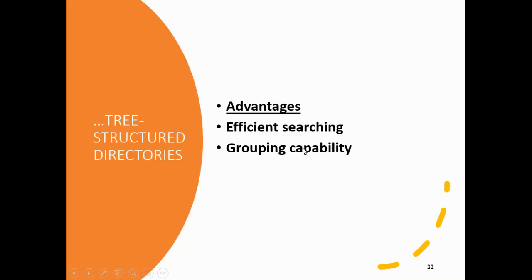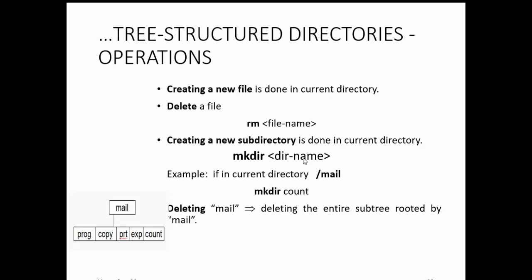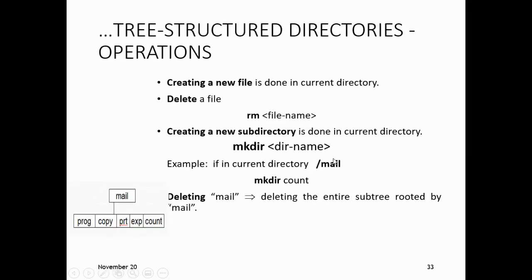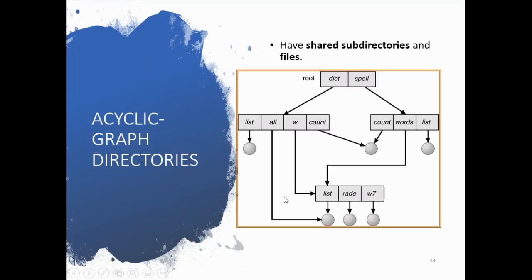Okay. So what are the advantages of having a tree structure? It's much more efficient in searching and you can do grouping capabilities. Okay, you can group them together. So this is how you create a file. Sorry, delete a file, remove rm, make directory, and this is how you delete a file or folder.